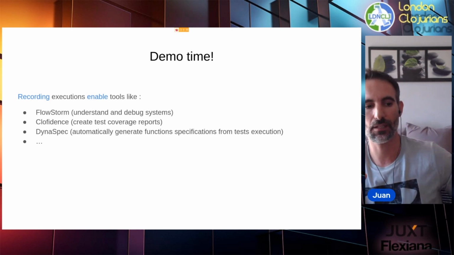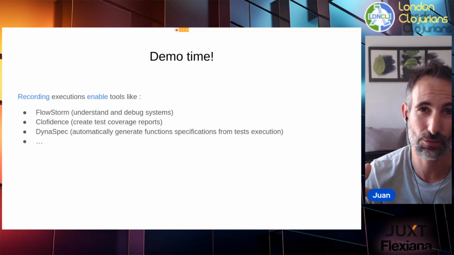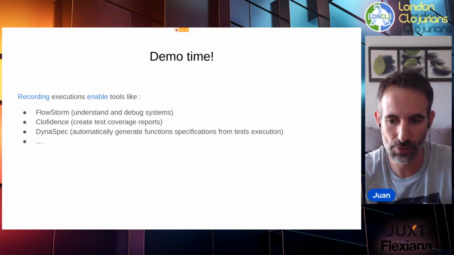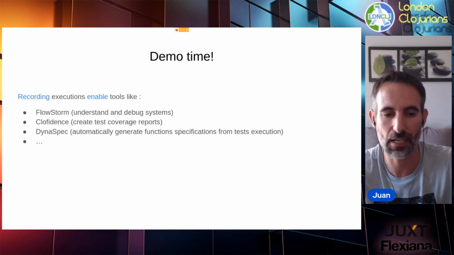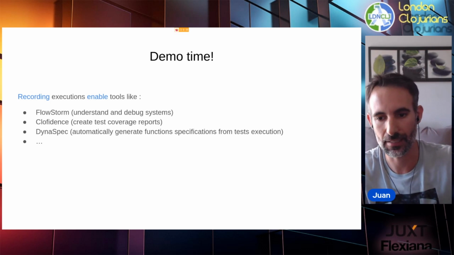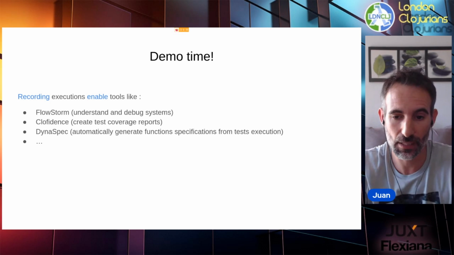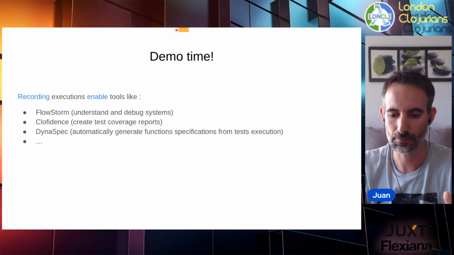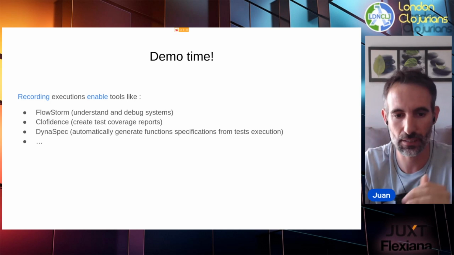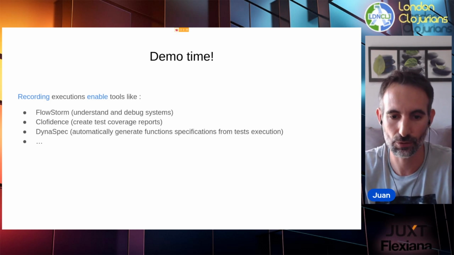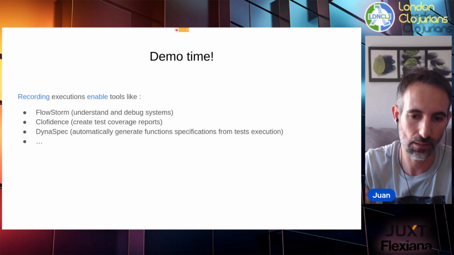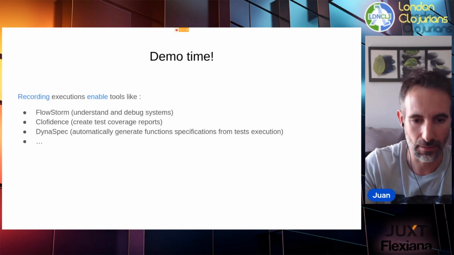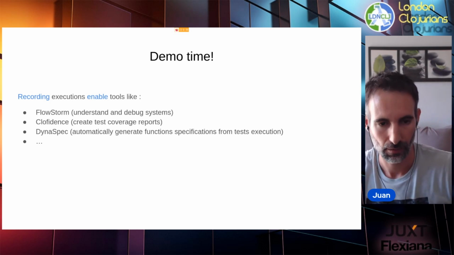which automatically generates function specifications from test executions. This is the same thing as Clofidence, but instead of generating coverage reports, you run your tests and extract, if it's a library, for example, documentation, but not just docstrings and stuff like that, but also calling examples from each function, what types have been seen while running the tests, and stuff like that.